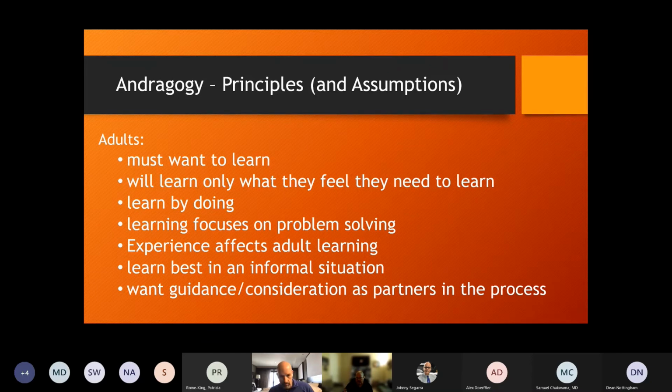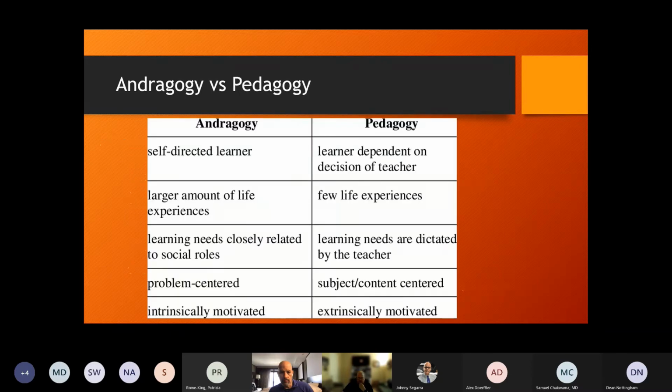And finally, they want guidance and consideration as partners in the process. They want to have a say in what they're learning and how they learn. So that feedback module that we've talked about, making sure that we give good feedback throughout, we also have to take feedback as part of this process. And this is part of the contract, that we find out how we're doing teaching. So let's talk a little further.